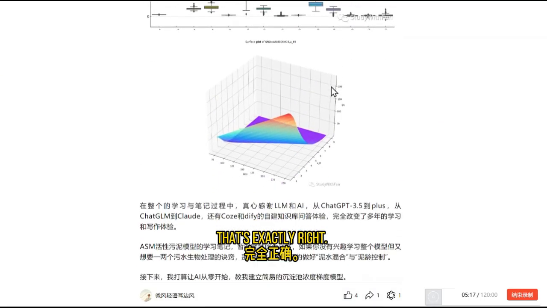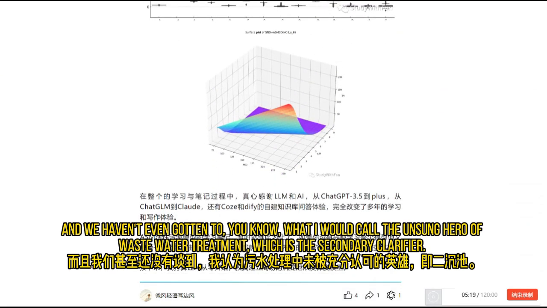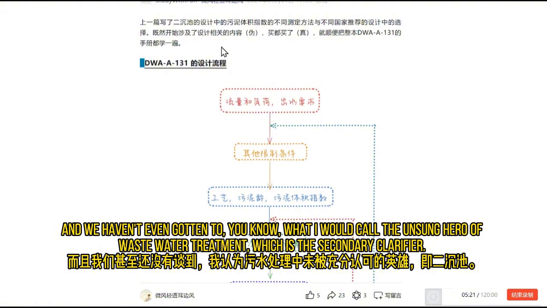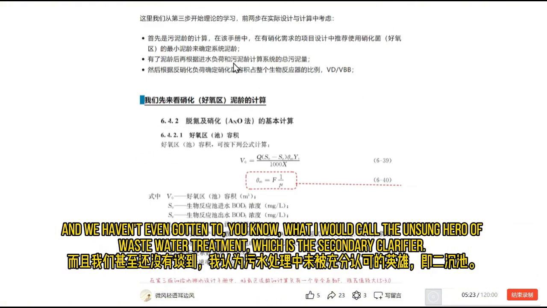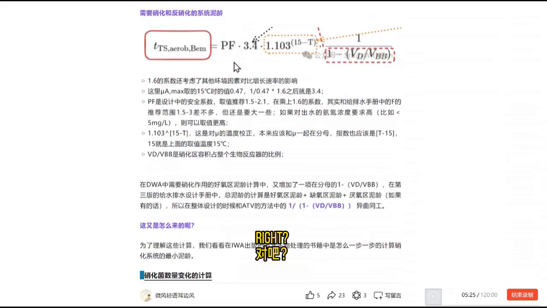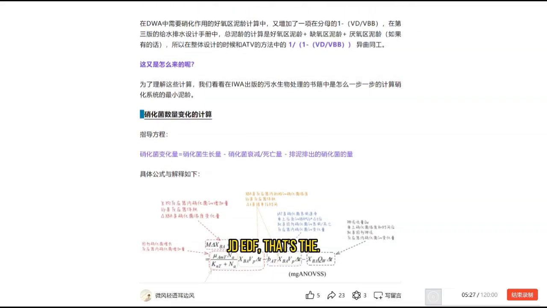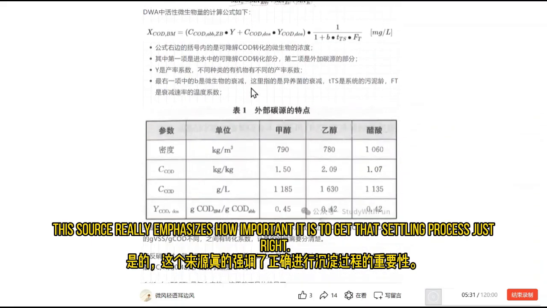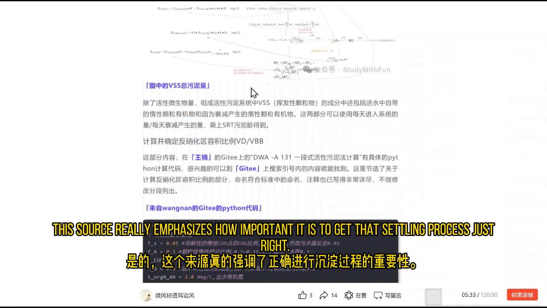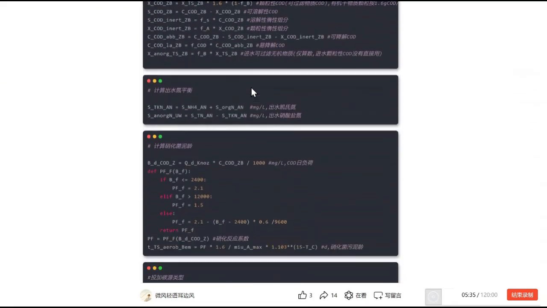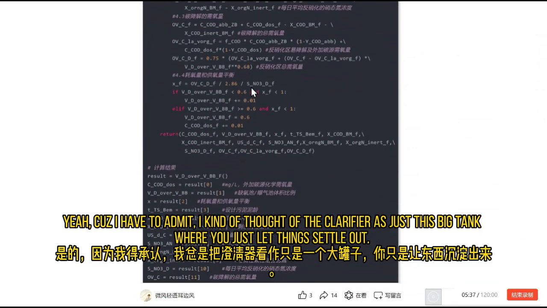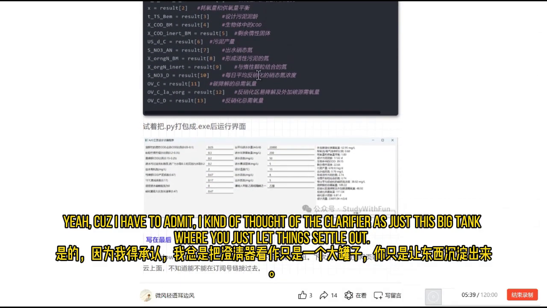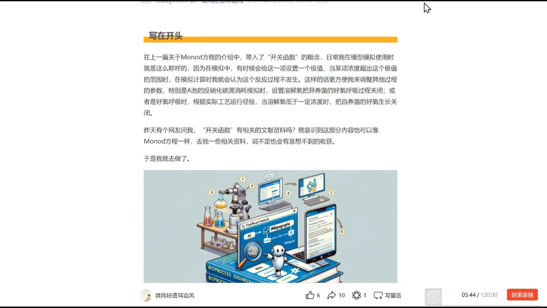That's exactly right. And we haven't even gotten to what I would call the unsung hero of wastewater treatment, which is the secondary clarifier, the settling tank. Yeah, that's the one. This source really emphasizes how important it is to get that settling process just right. I have to admit, I kind of thought of the clarifier as just this big tank where you just let things settle out.